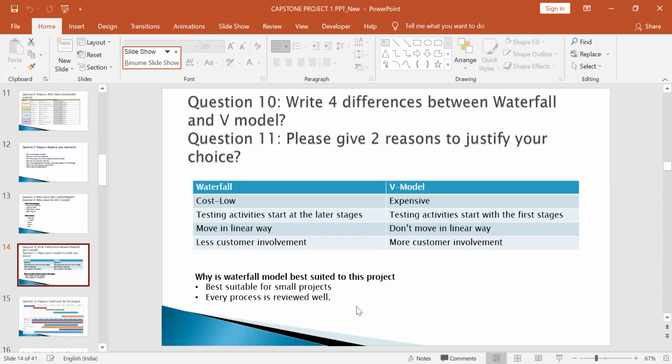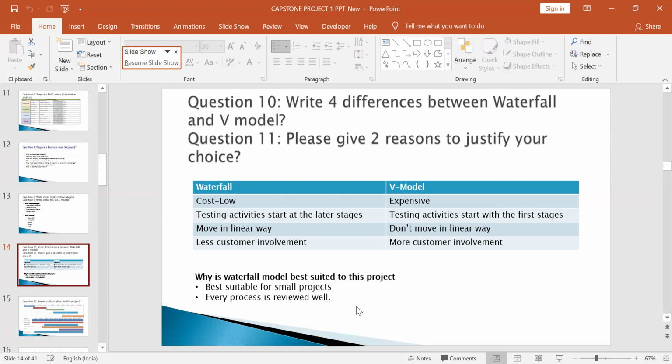The V model doesn't move in the linear way. It is a V shape, right? It's not a linear way. So there is less customer involvement in waterfall, and the V model has more customer involvement. So you have to identify them. You have to give the difference between what is waterfall and what is a V model, in a generic answer.